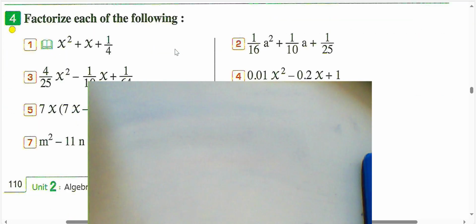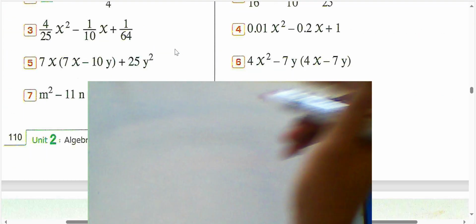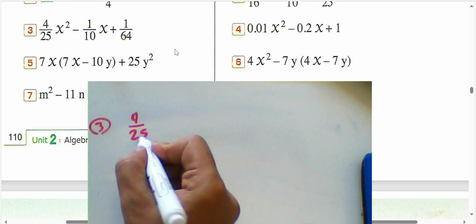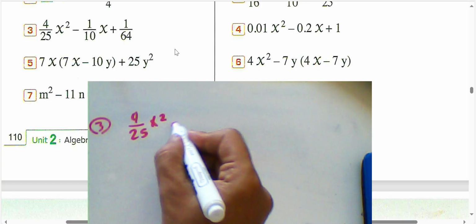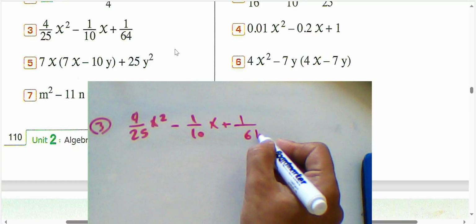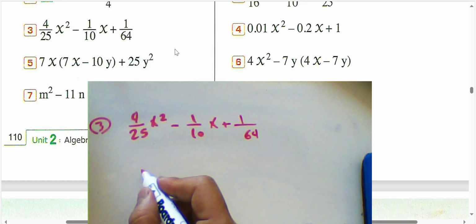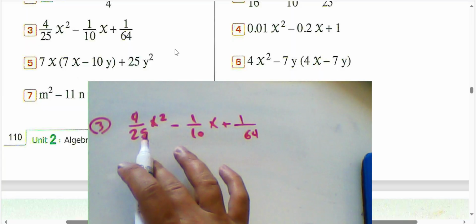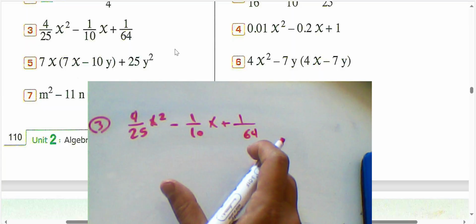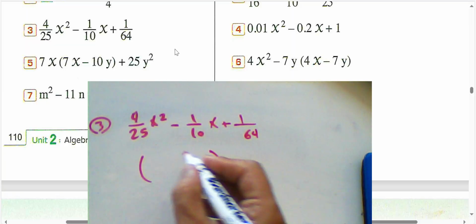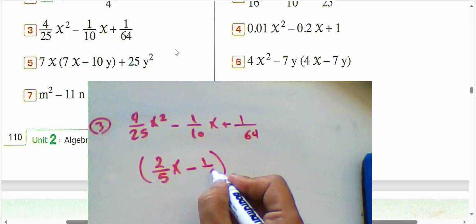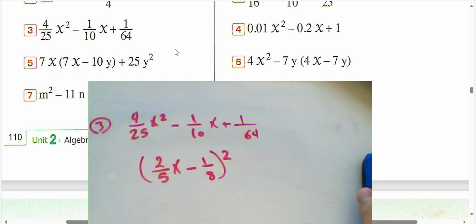Factorize each of the following. Number 3, we have 4/25 x^2 - 1/10 x + 1/64. We can find the square root of the first and third, and the middle equals 2 times the square root of the first and the third. Then we have a perfect square. It will be (2/5 x - 1/8) whole power 2.